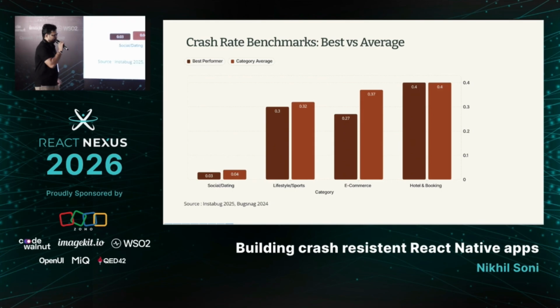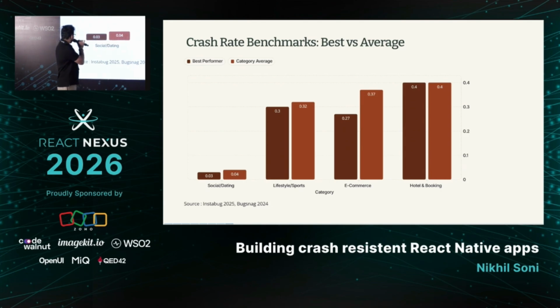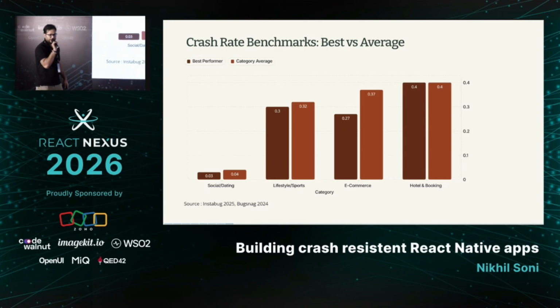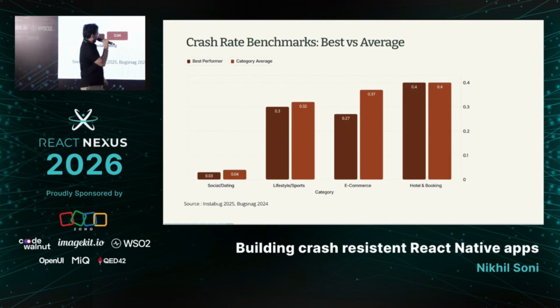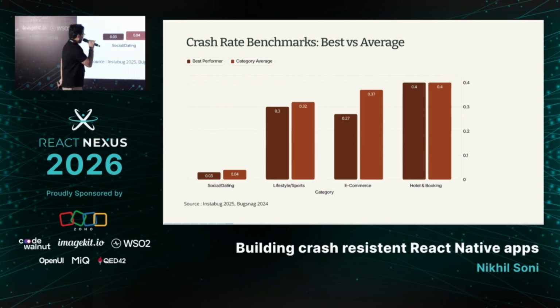You can see that the social and dating apps were crazy good. The crash rate is like 0.03, which was so awesome. After that, lifestyle and sports were at 0.3, which was good. E-commerce again 0.27, which was again good, and hotels and bookings 0.4. So when we saw that, Quince was ahead of all of them, we were at 0.6 and we were enjoying the victory, but not really.